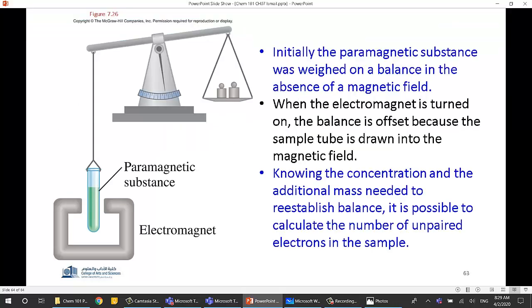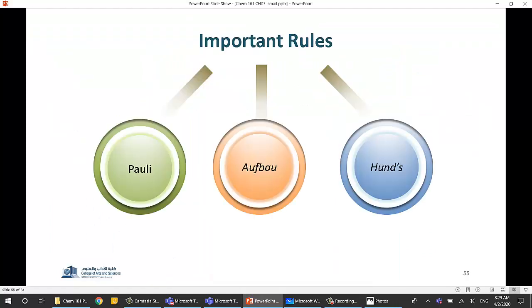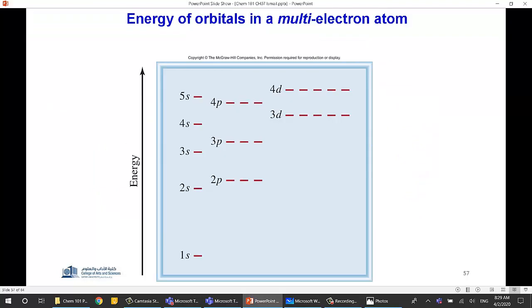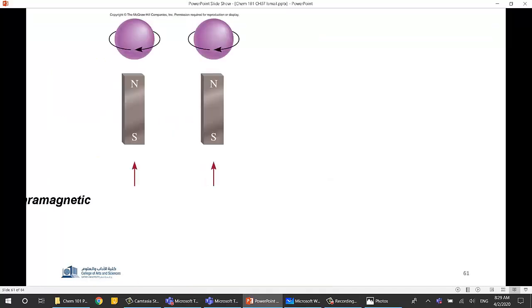So to summarize, we have 3 rules here, which are the Pauli, aufbau, and Hund's. But we didn't talk about aufbau actually. Pauli said that no 2 electrons can have the same quantum numbers. Hund mentioned that we need to unpair electrons as much as we can. But aufbau, what is aufbau? Aufbau is the one who said that we have to put electrons in 1s first, and then 2s and 2p, and then 3s, 3p, and so on. This is the aufbau principle, which dictates the way we arrange the electrons in an atom.